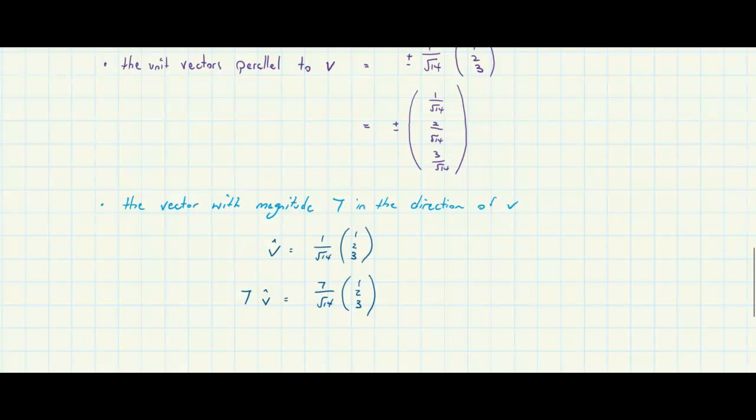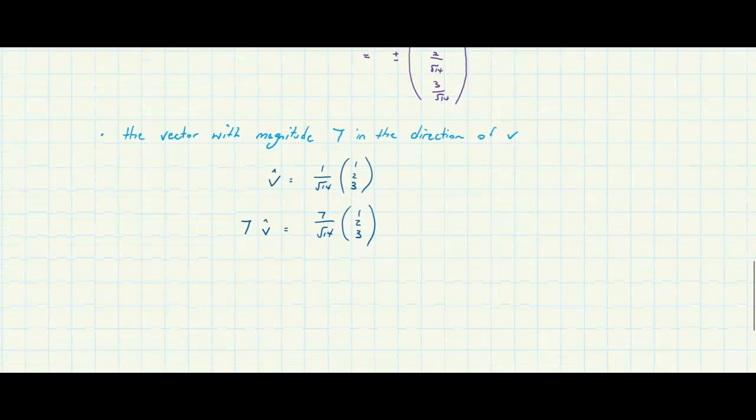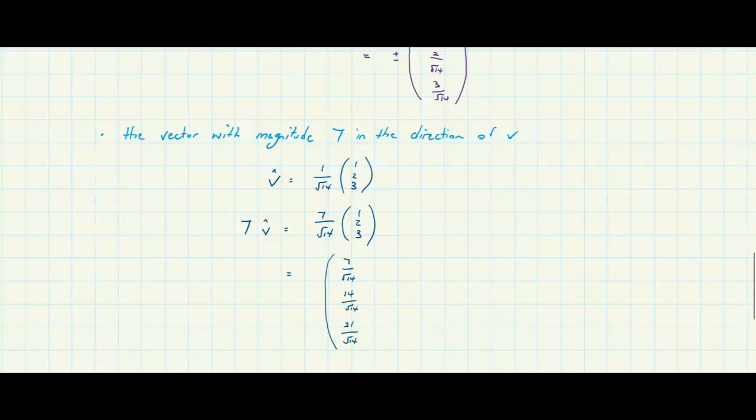And we're just careful to note that it's in the direction of v, so it is that positive version. So we would write this out as 7 over root 14, 14 over root 14, and 21 over root 14. And I think that's about it. I know, maybe one more example.